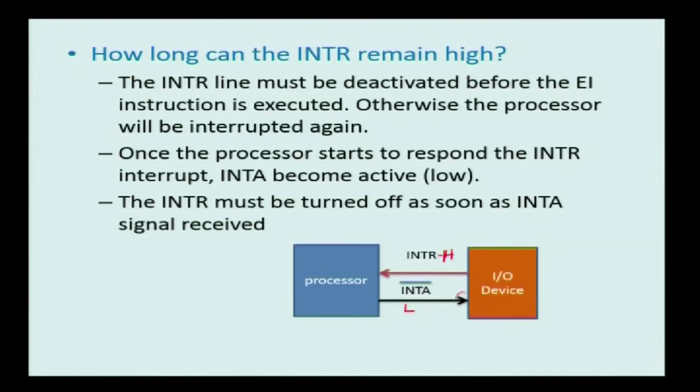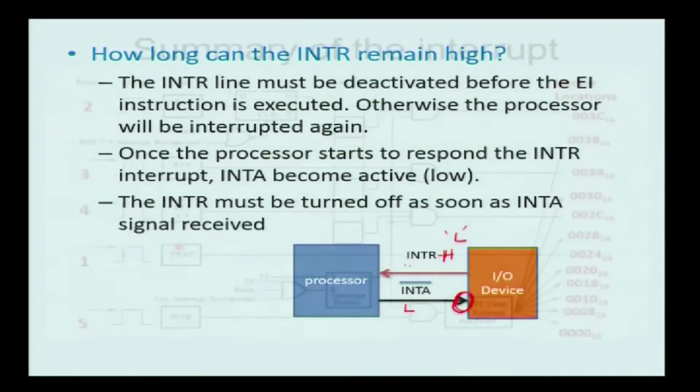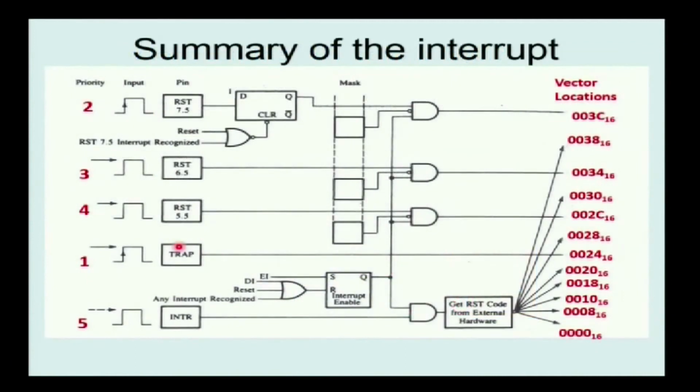So, once it receives the interrupt acknowledge signal, the IO device must send a low signal on the INTR line. If it is low, it means the INTR signal is now disabled, and the processor can get requests from other devices. This is a summary of the interrupts.